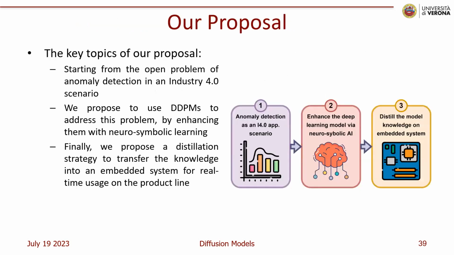And yeah, our proposal is composed of 3 stages. Starting from the open problem of anomaly detection in an Industry 4.0 scenario, we propose to use diffusion models in order to address this problem by enhancing them through a neurosymbolic approach. And finally, we propose a distillation strategy in order to transfer the knowledge into an embedded system, and so for real-time usage on the product line.